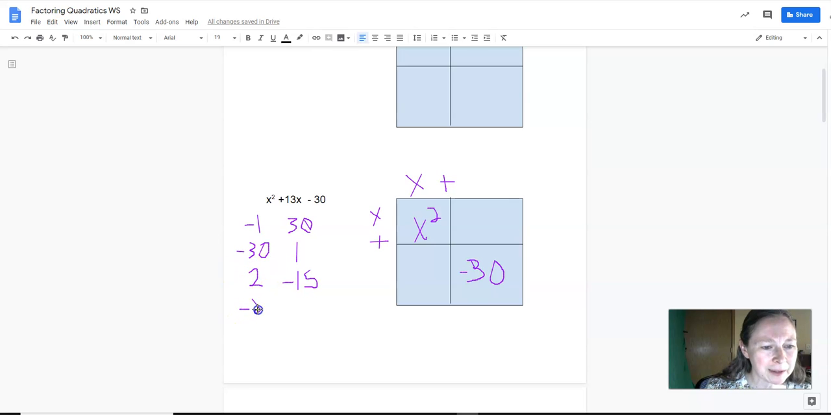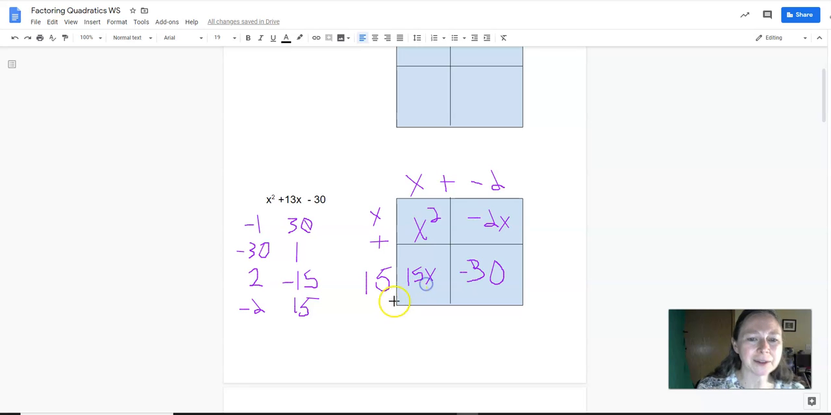What if we swap them? Negative 2 and positive 15. And that one looks like that might do the trick, because positive 15 and negative 2 is equal to positive 13. So one factor is x plus 15, and then one factor is x plus negative 2. And then that would be negative 2x, and this would be 15x. And if I add together 15x plus negative 2x, I do indeed get 13x. So that's the final factored form of this expression.